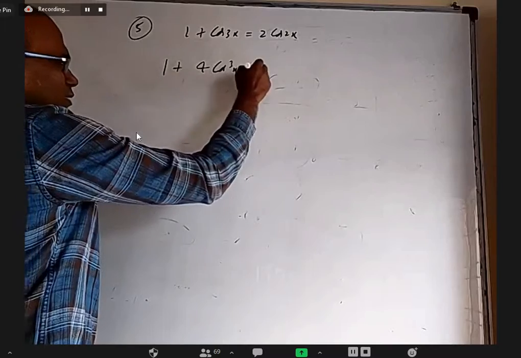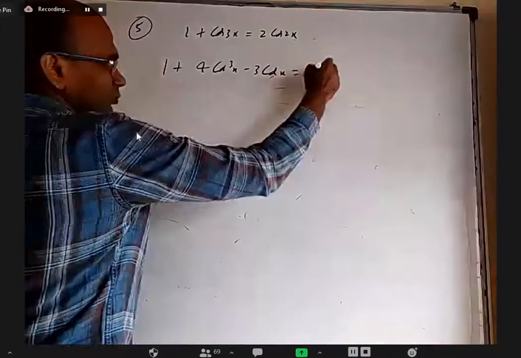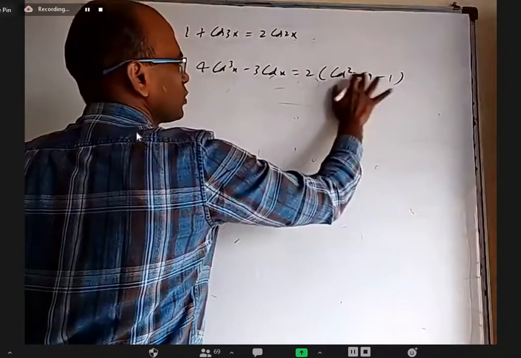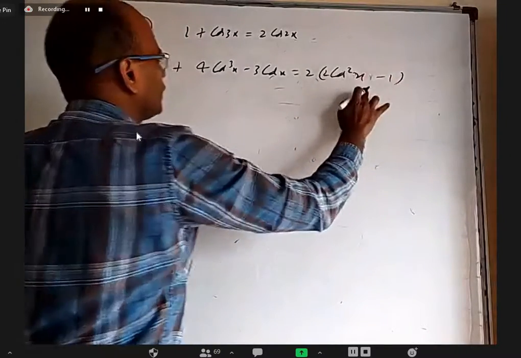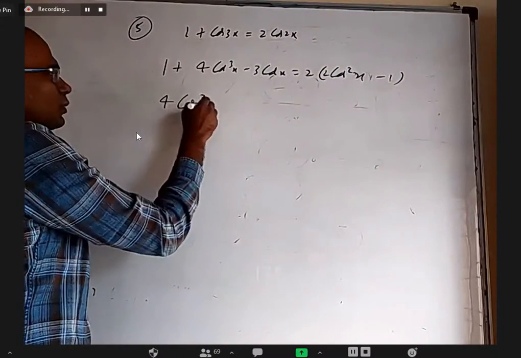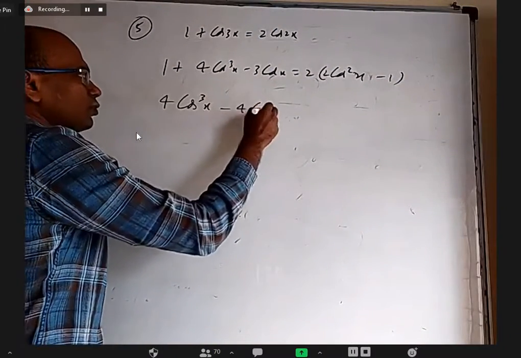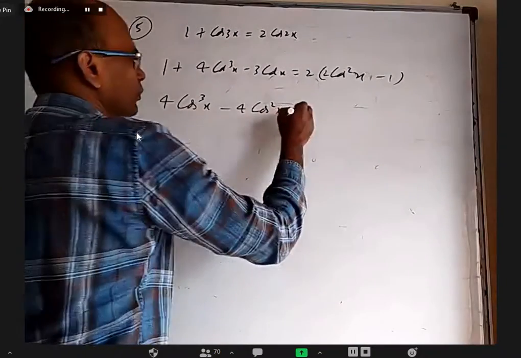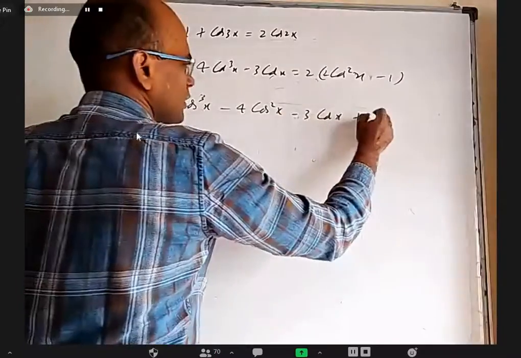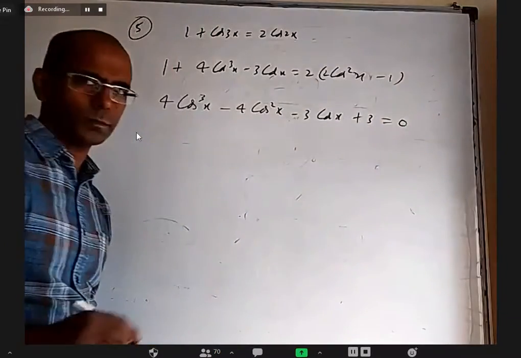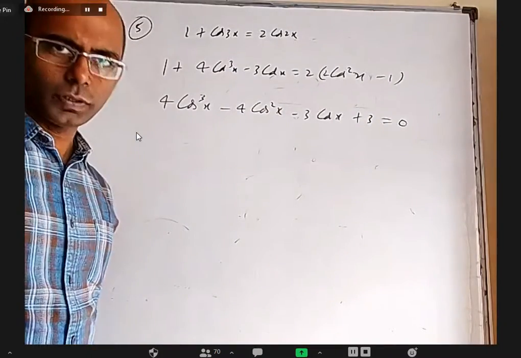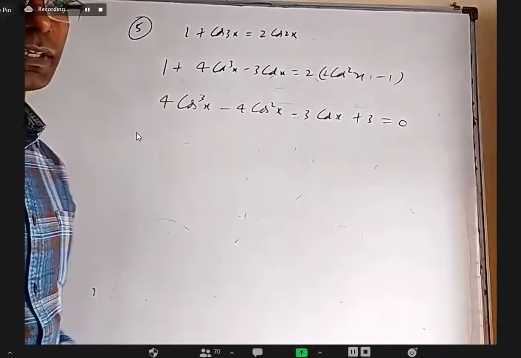4 cos cube x minus 3 cos x, 2 cos square x minus 1, minus 2 cos square x minus 1. Let's send everything to one side. It is 4 cos cube x minus 4 cos square x minus 3 cos x, 1 plus 2 is 3. Normally, cubic equation we don't know how to solve. Okay, but here factorization is very easy.